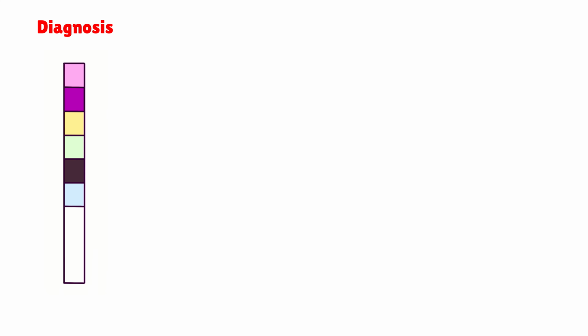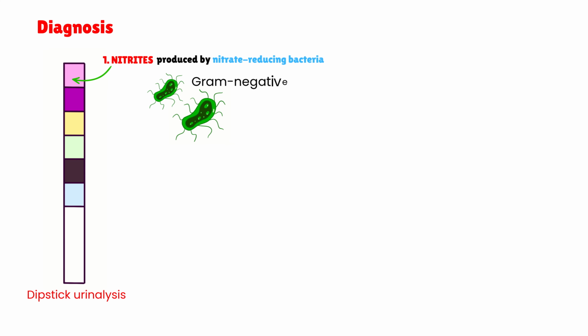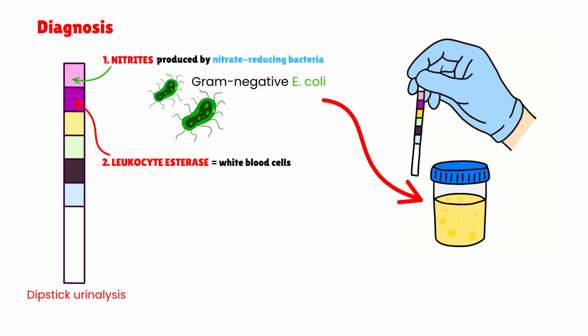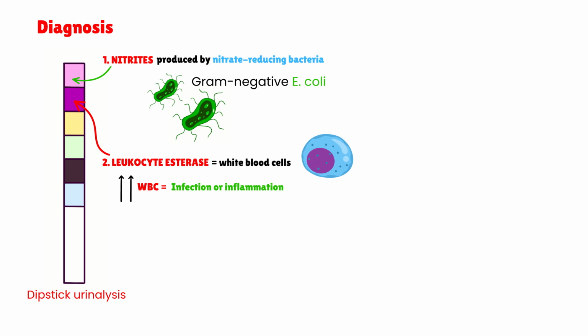So, how do we diagnose a UTI? A dipstick urinalysis can check for nitrites, which indicate nitrate-reducing bacteria, most notably gram-negative organisms like E. coli. The detection of nitrites strongly suggests infection. The test also measures leukocyte esterase, which reflects the presence of white blood cells. Although small amounts of leukocytes may be normal, elevated levels point toward infection or inflammation. Nitrites generally provide a more reliable indication of infection than leukocytes alone.